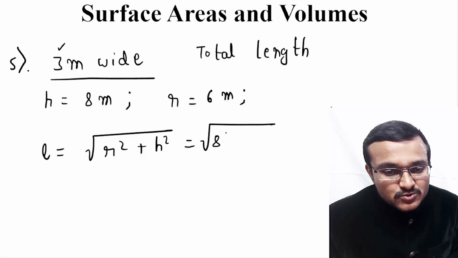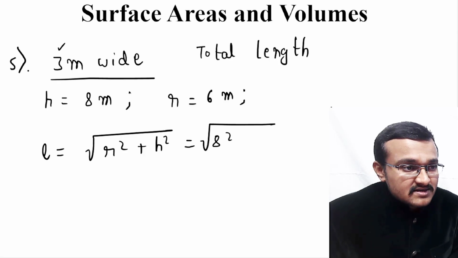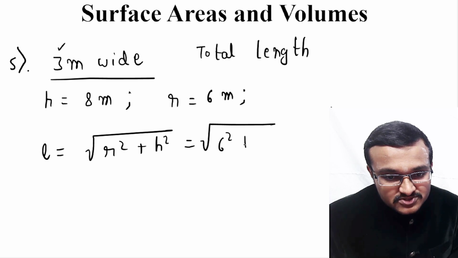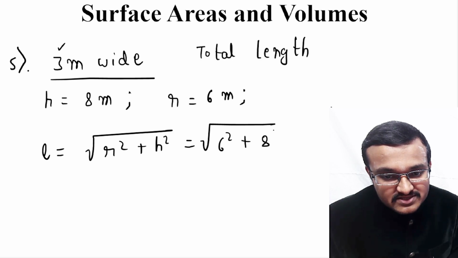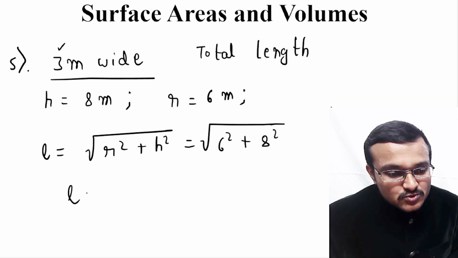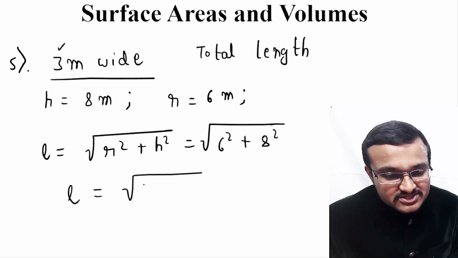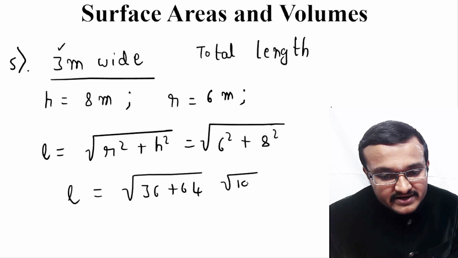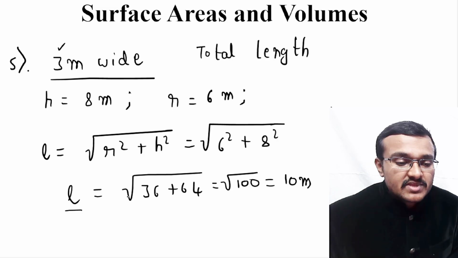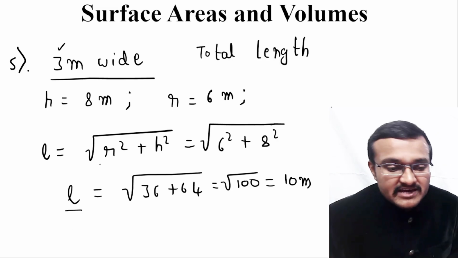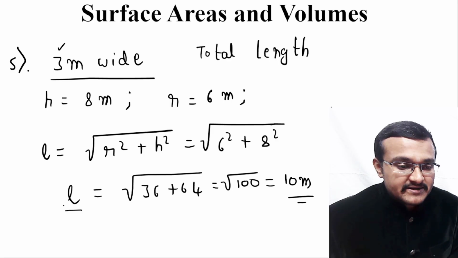So R is 6 square and H is 8 square. So 6 square plus 8 square. 6 square is 36, 8 square is 64. So 36 plus 64 is 100. So square root of 100 is 10 meter. So now slant height of the tent we have calculated as 10 meter.